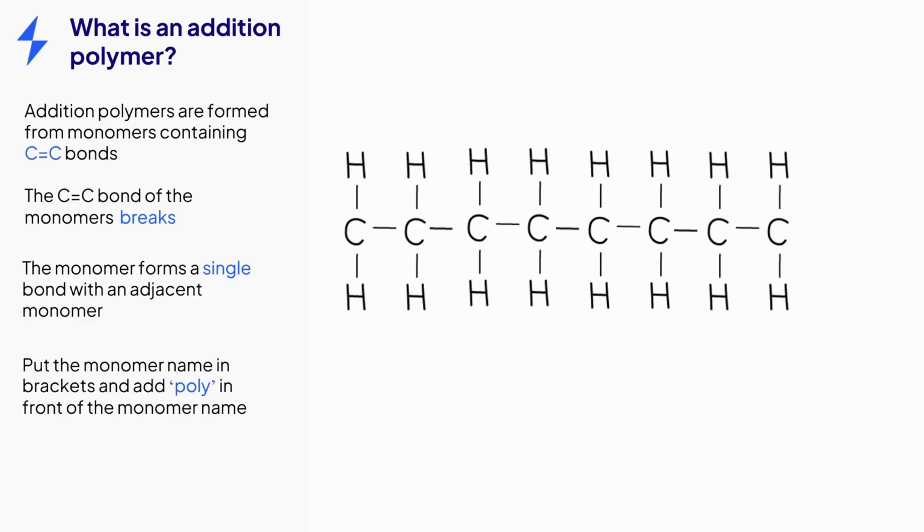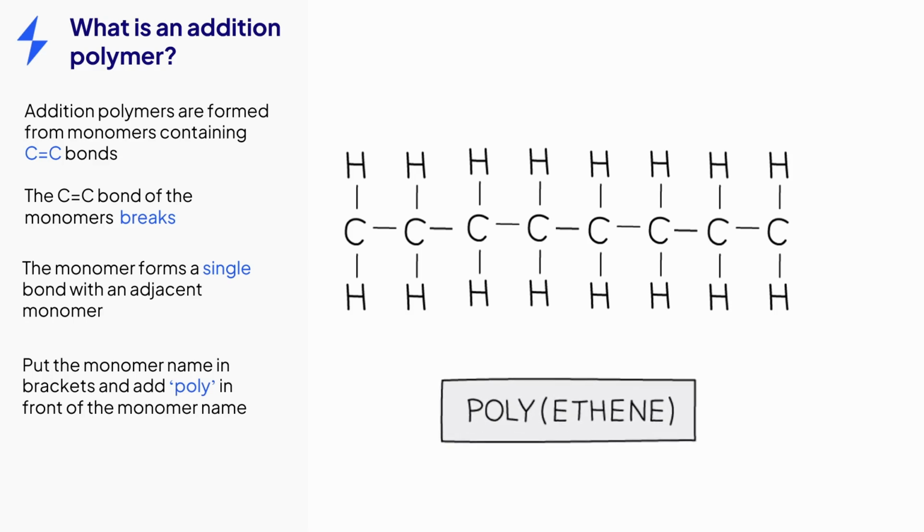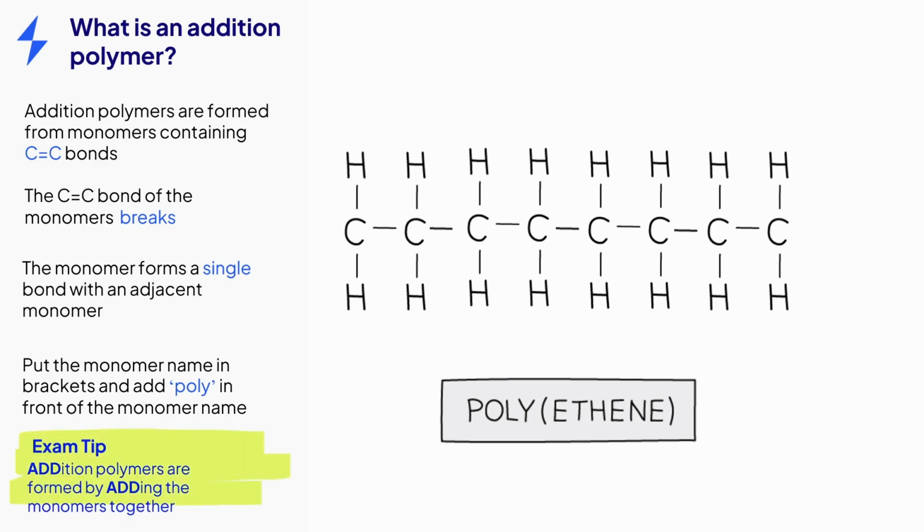The polymer formed in this instance is called polyethene. To name an addition polymer, all you do is add the monomer name in brackets and add poly to the beginning. A good way of remembering that this type of polymerization is called addition polymerization is simply by remembering that the monomers are added together.